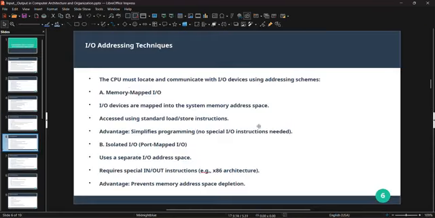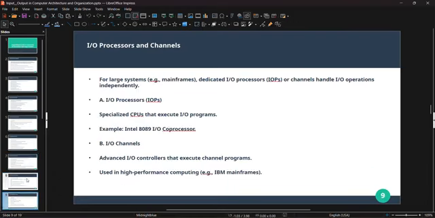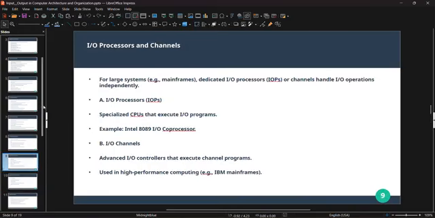Now let's move on to processors and channels. So for large systems, there are dedicated input output processors to handle the operations independently, right? So we have the input output processors, and then the input output channels. So let's differentiate between these two.